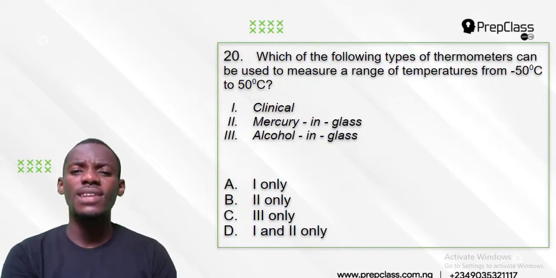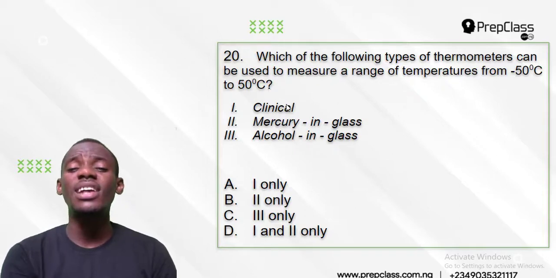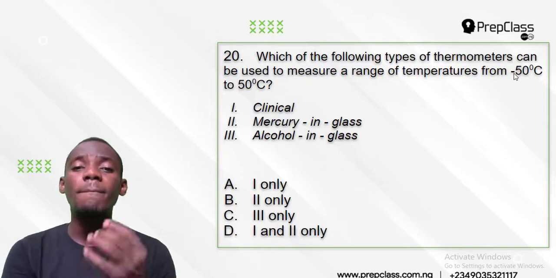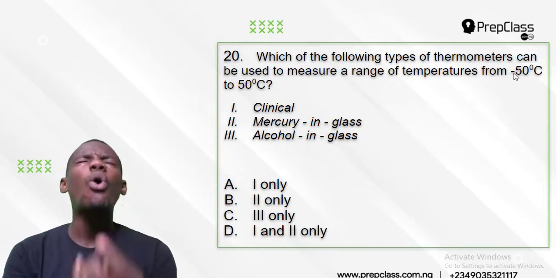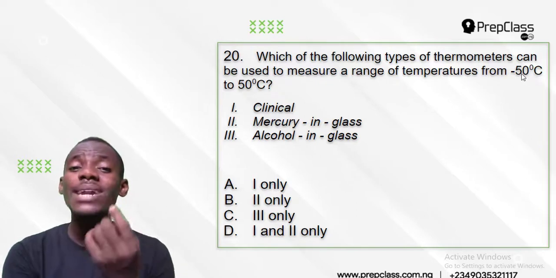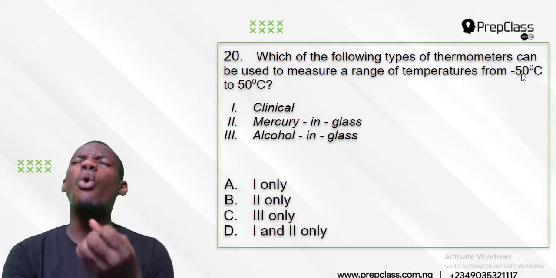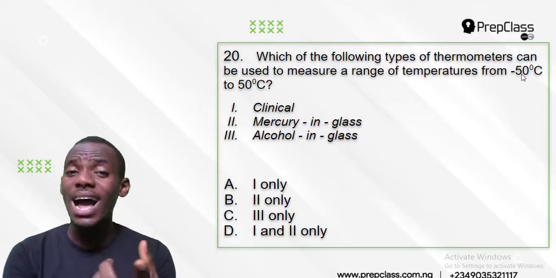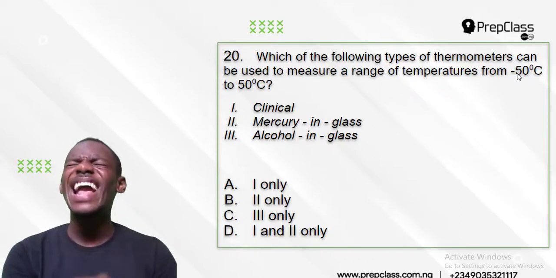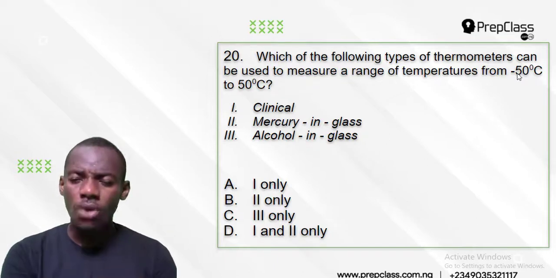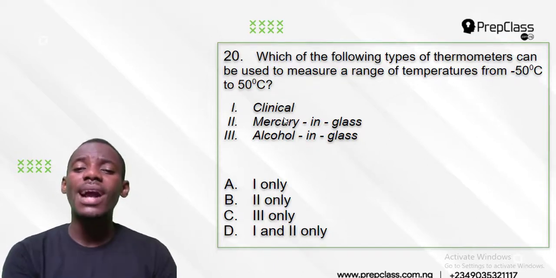Number 20 says, which of the following types of thermometer can be used to measure a range of temperature from minus 50 degrees Celsius to 50 degrees Celsius. Now this one is very low. Anything negative is extremely cold. Now, what thermometer can measure the very cold temperature of minus 50? You know, an ice block is 0, but minus 50 is colder than an ice block. I mean, it is extremely cold. Okay, now, what thermometer can measure that?